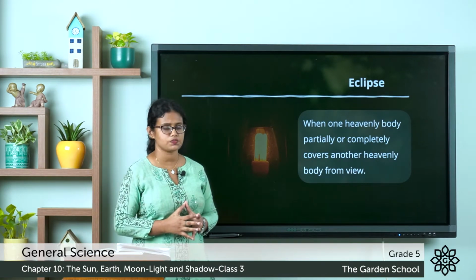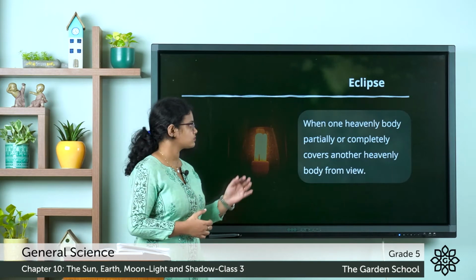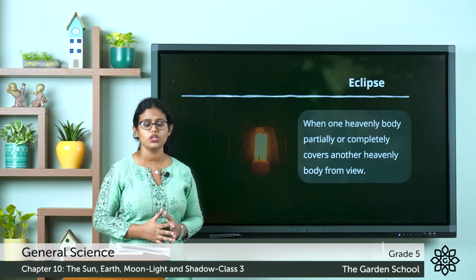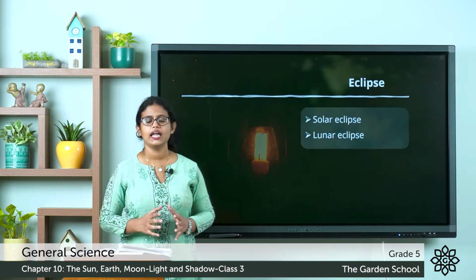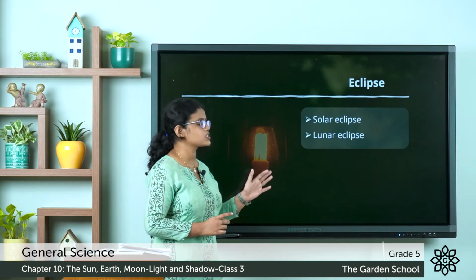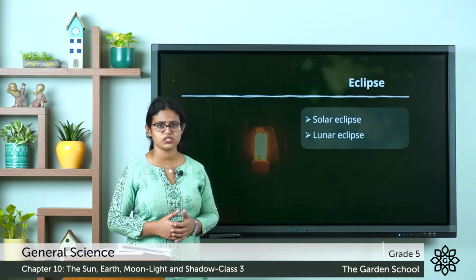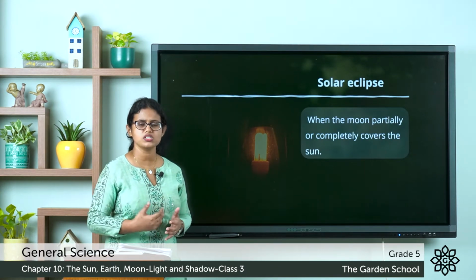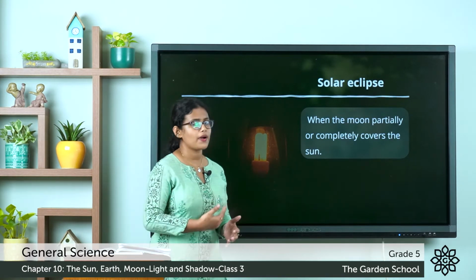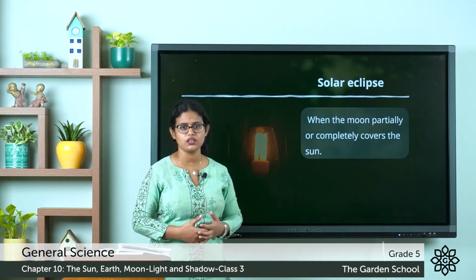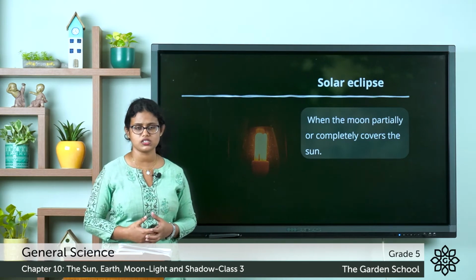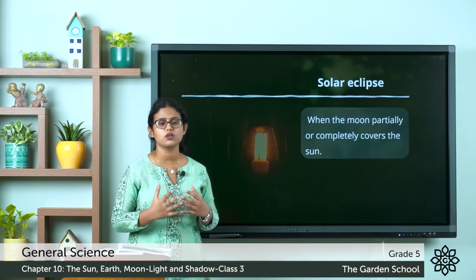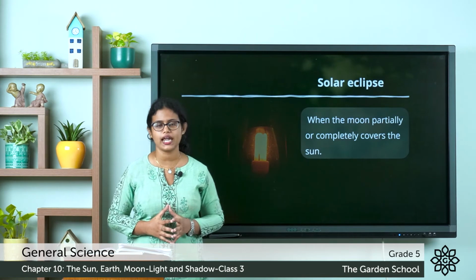So, what is eclipse? When one heavenly body partially or completely covers another heavenly body from view, that is called eclipse. Eclipse can be of two types, that is solar eclipse and lunar eclipse. First, let's discuss solar eclipse. What is solar eclipse? When the moon partially or completely covers the sun, we call it solar eclipse. That is when the sun gets eclipsed or covered.